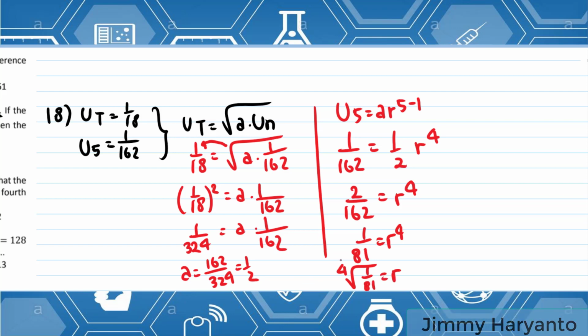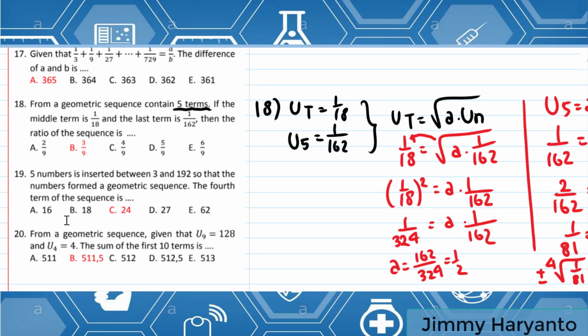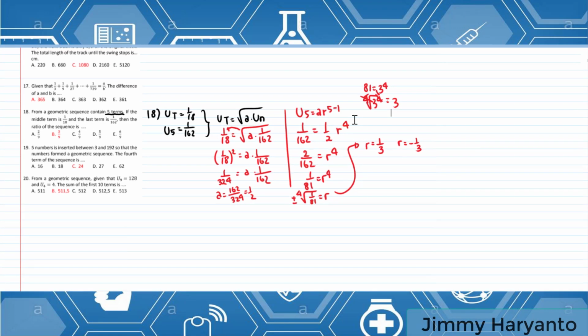Do not forget, if the root is an even number, we have to put plus minus in front of it. So the first will be 1 over 3, the second will be negative 1 over 3. How do you get 1 over 3, sir? From this one, 1 over 81. 81 means 3 to the power of 4. And then we have the fourth root. From 3 to the power of 4, it will be 3. Yeah, so the ratio is 1 over 3 or negative 1 over 3. This one, 3 over 9, 1 over 3.